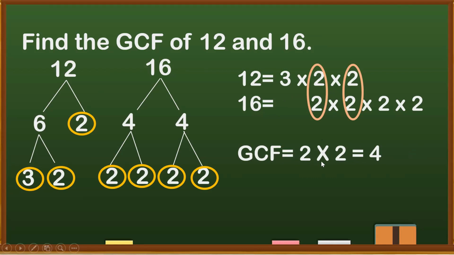Okay, and then, after getting the common factors of 12 and 16, 2 times 2, that is equal to 4. So, ibig sabihin, ang greatest common factor ni 12 and 16 is 4. Just simple as that.